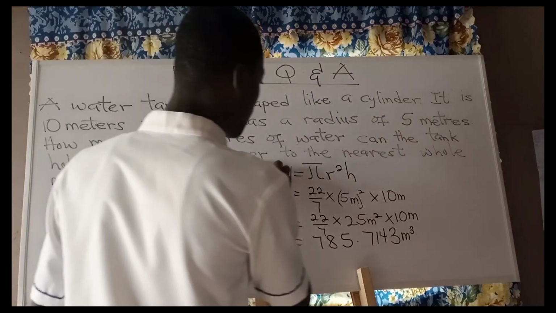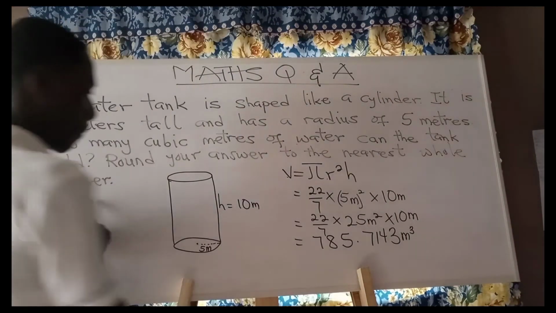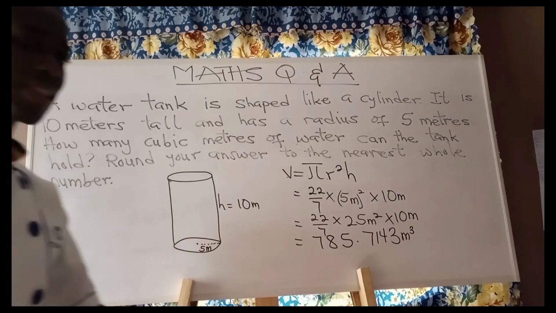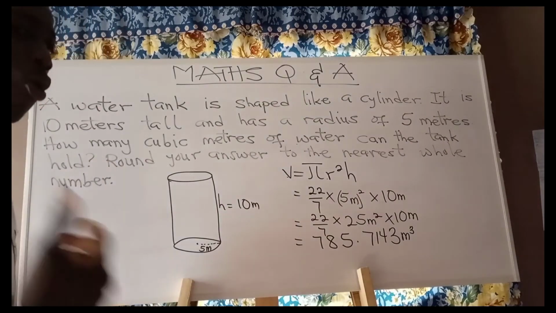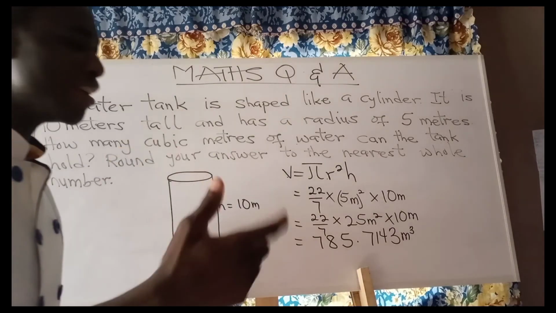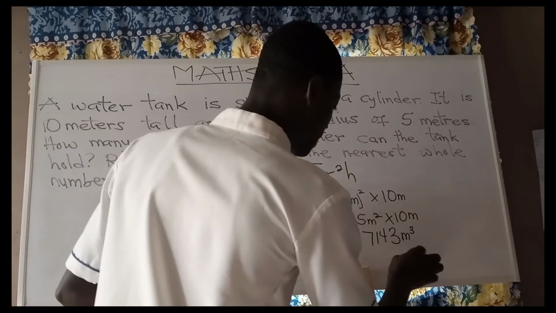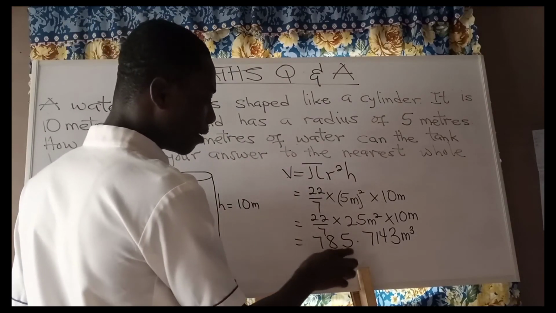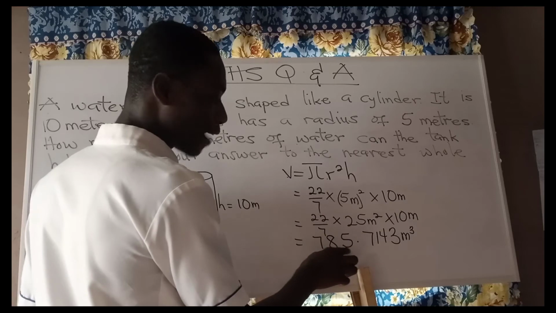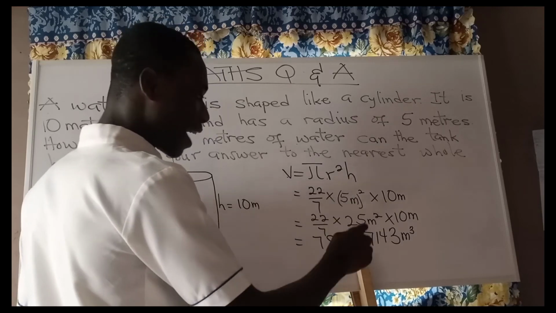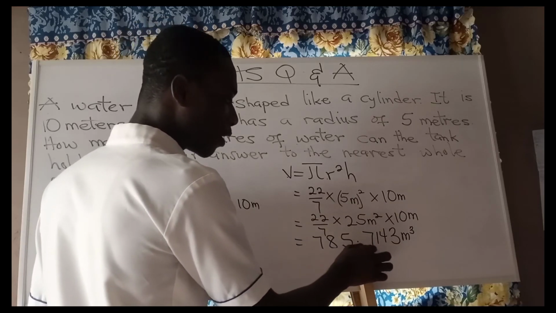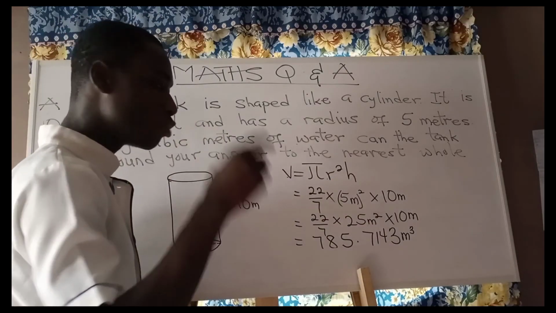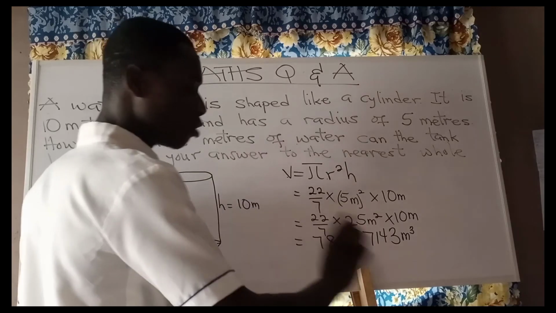But look at the question. Round your answer to the nearest whole number. Okay, so it means that we have to make sure that the answer is not in decimals but in a whole number, and the nearest whole number. So when you look at this number here, the last whole number here is what? 5. Okay, so after the 5, the first decimal point, the first number that you see, that is what you are going to base on to write your whole number.